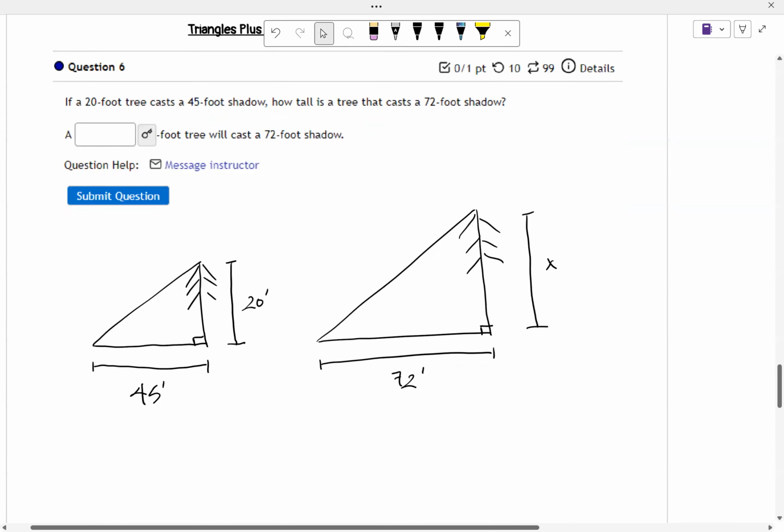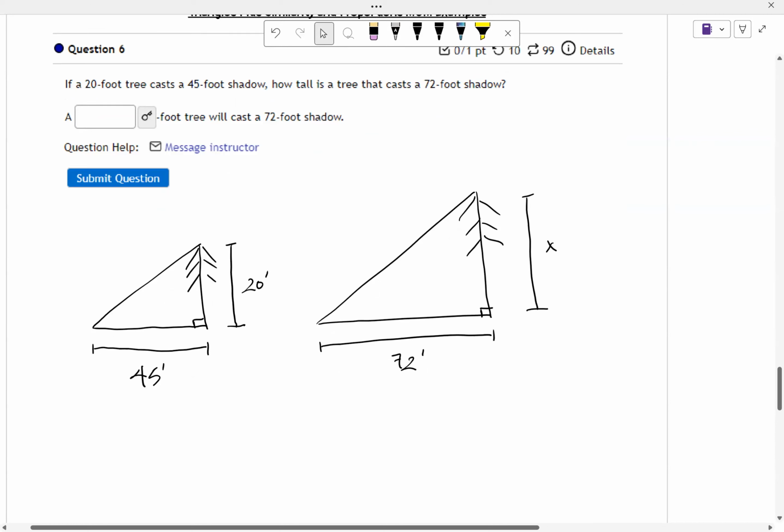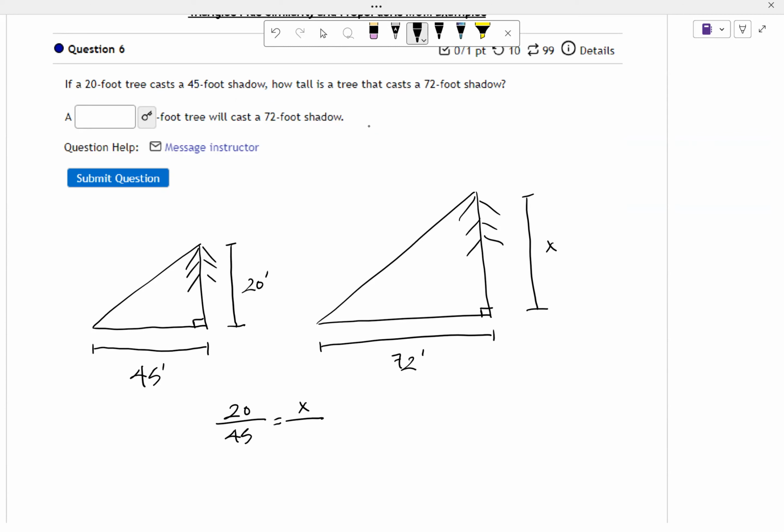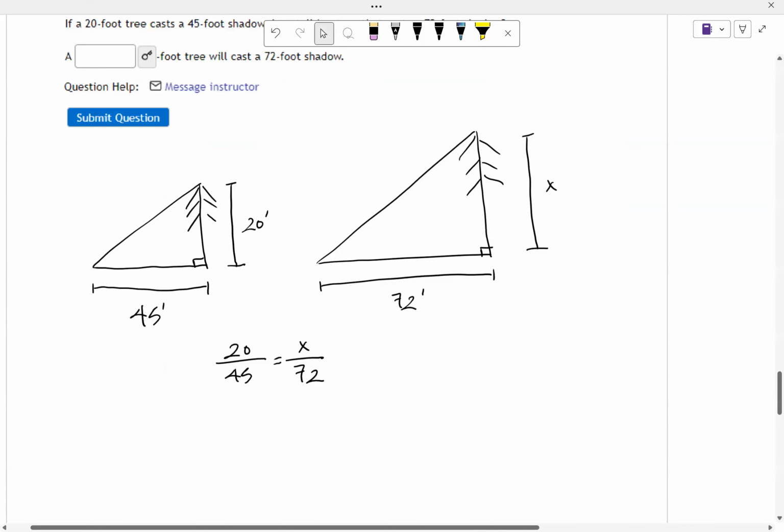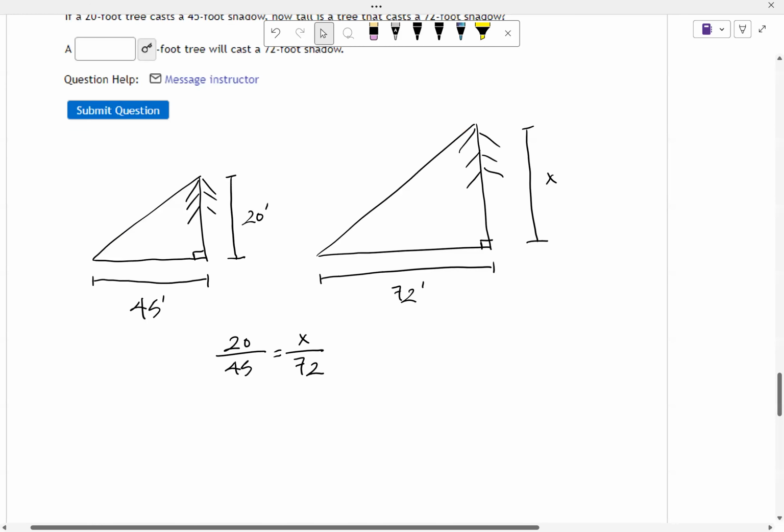Once I have that, I'm going to go ahead and set up my proportion. So 20 over 45 is going to equal x over 72. In other words, the proportion of the tree height to the shadow length is going to be the same for both of them. Because we have two fractions equal to each other, we can do what we call cross multiplication.